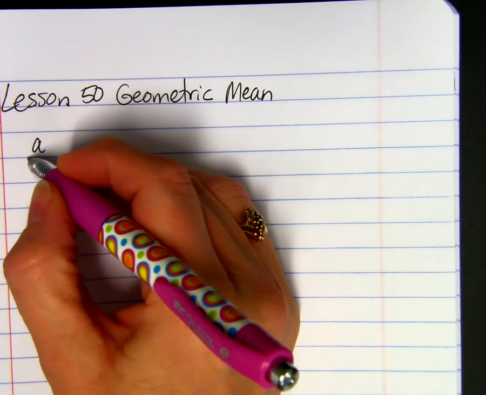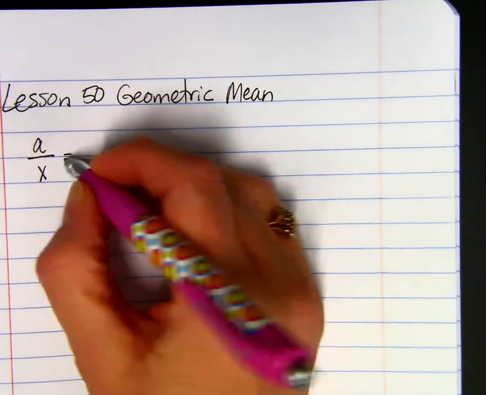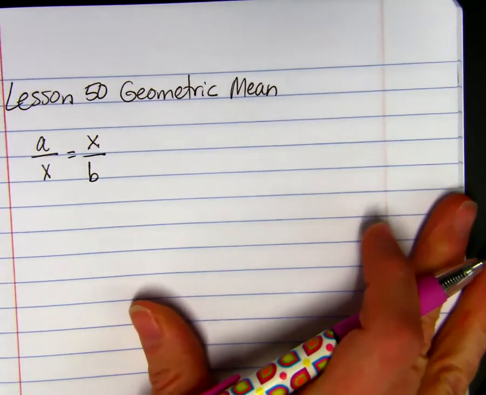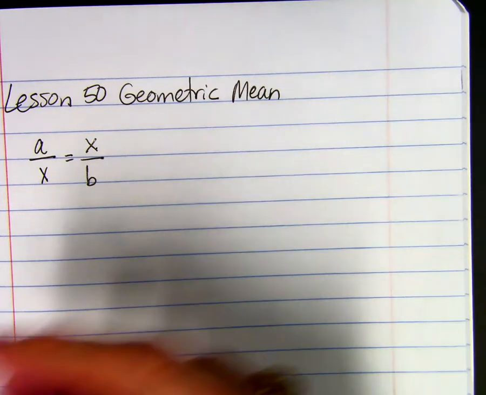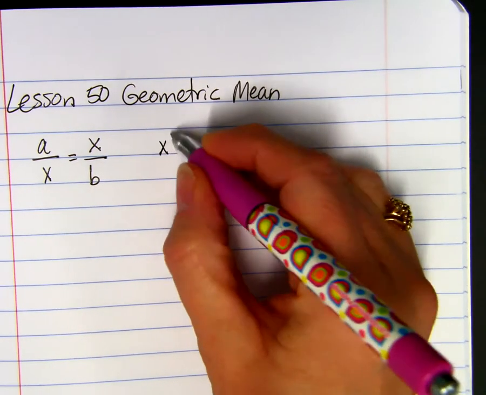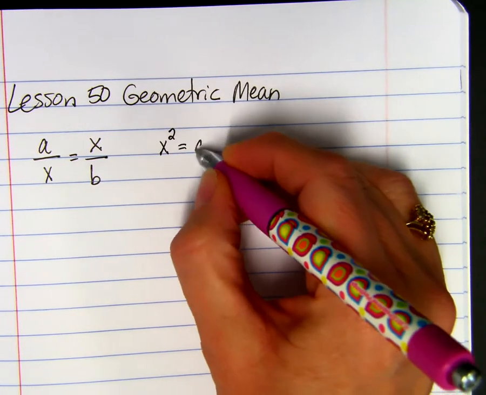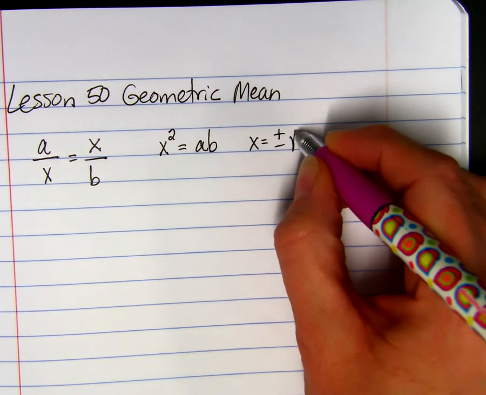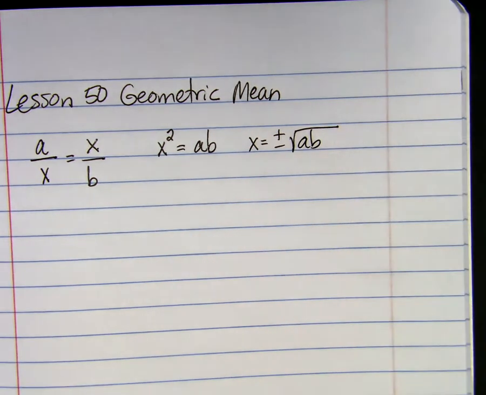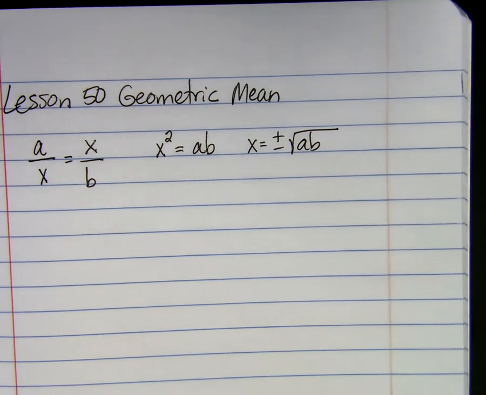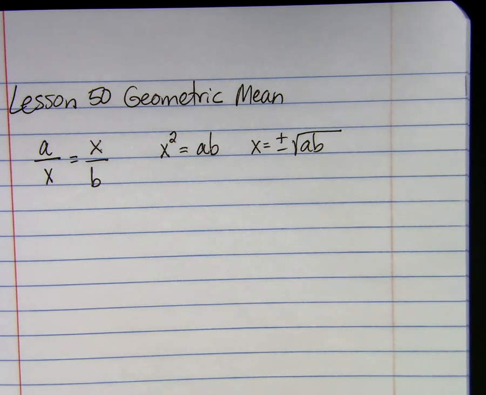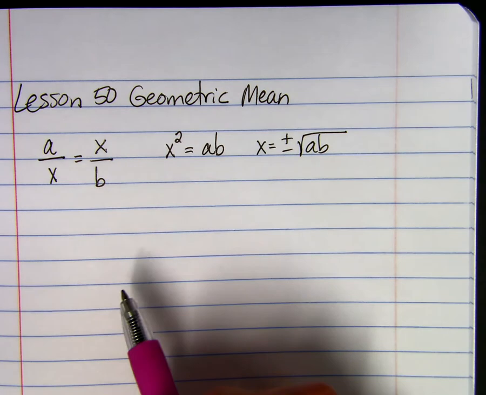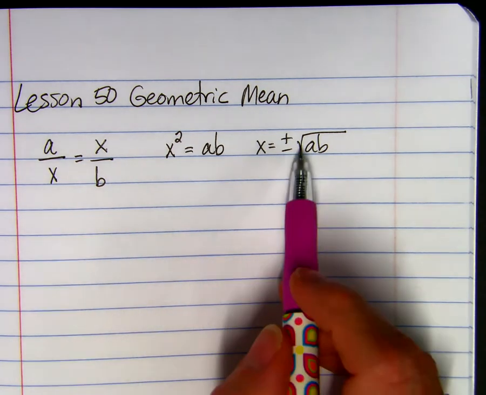If you write a proportion, a over x equals x over b, and then you do the cross products, you're going to get x squared equals a times b, and x will be plus or minus the square root of ab. So this is called the geometric mean, the positive of these.